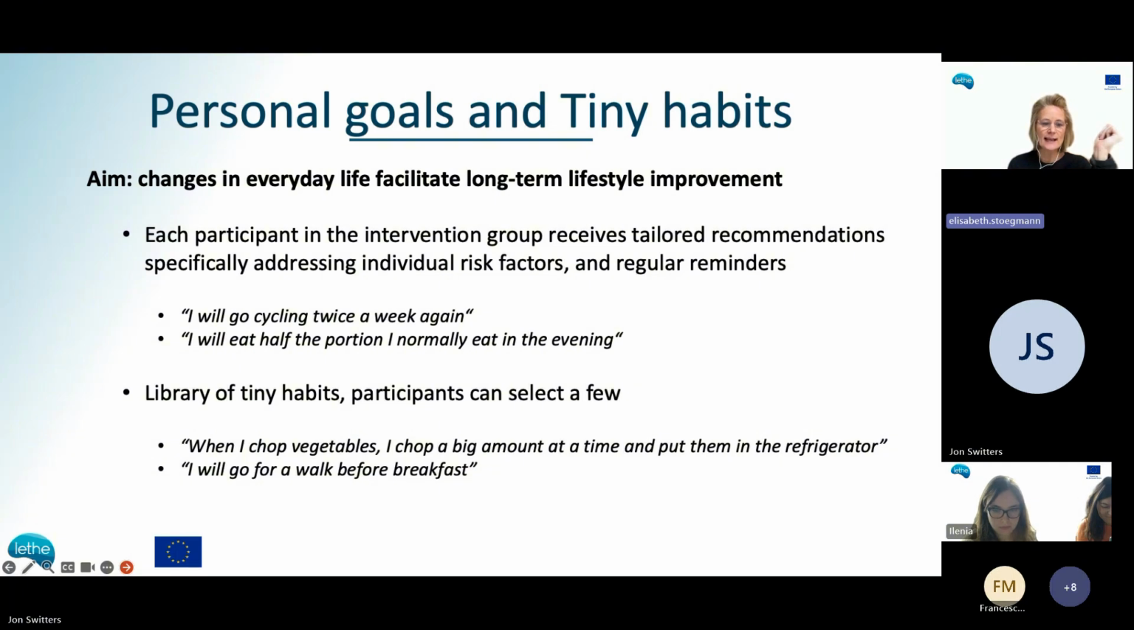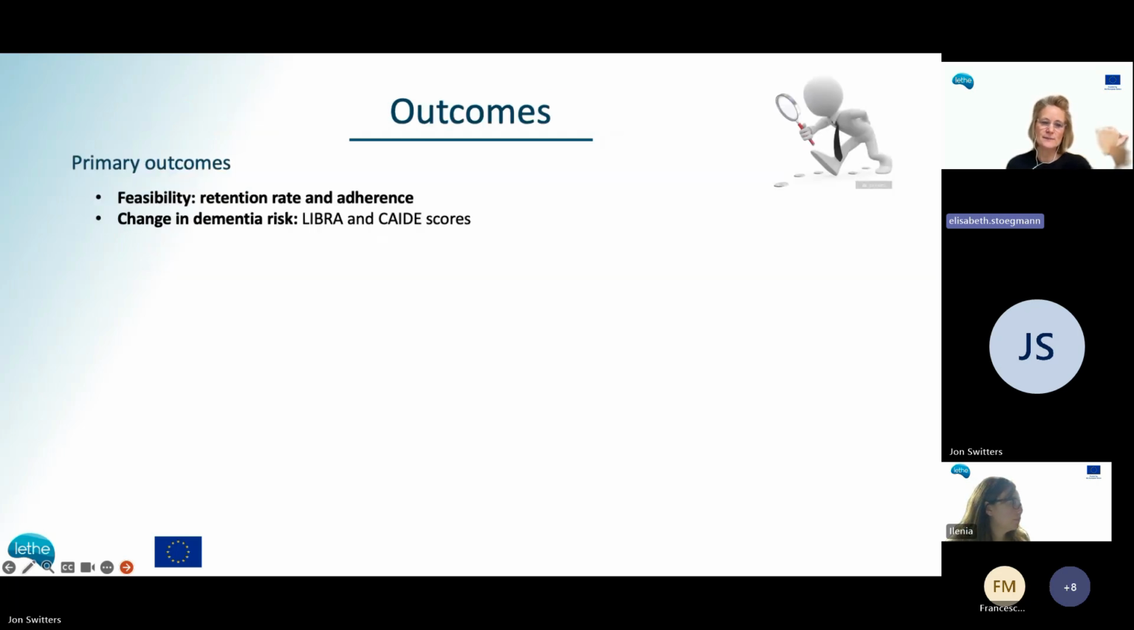And on the other side, we had a library of tiny habits. We could make use of this from a former study, also from the FINGER group, and participants could select a few. For example, I will go for a walk before breakfast, or when I chop vegetables, I chop a big amount at a time and put them in the refrigerator. And you could also choose individually, so the ones which seemed appealing to the participants, they could choose those. Next one, please.